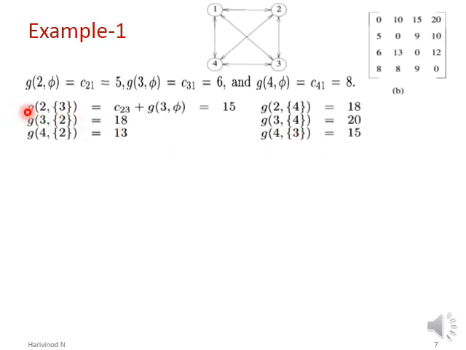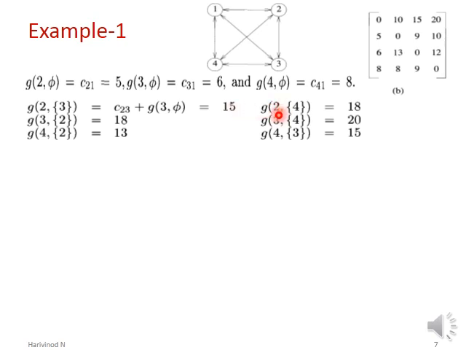Now let us consider the first one, g of 2 comma 3. Of course here we have only one choice, so it is nothing but the direct edge from 2 to 3 and 3 to 1. For 3 to 1, it is the optimal path we have to consider. The optimal path from 3 to 1 without having any vertices was already solved earlier, so it is nothing but 6. The cost of 2, 3 is nothing but 9. 9 plus 6 is equal to 15.